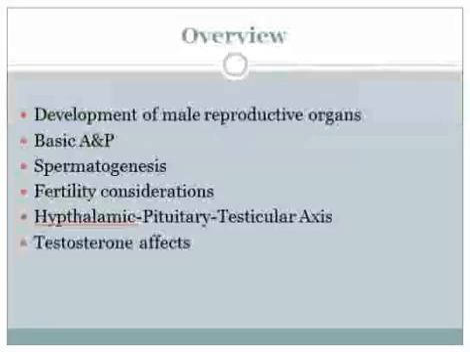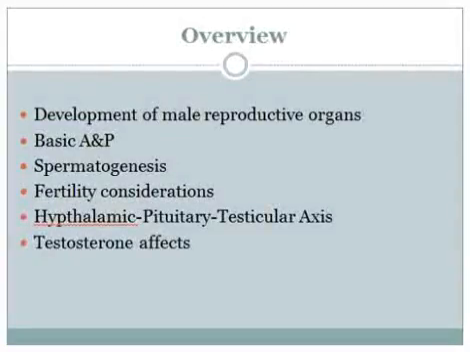Male reproduction. So as an overview, we're going to be looking at the development of male reproductive organs in utero, and then we'll get into the basics of anatomy and physiology of the male reproductive system, followed by spermatogenesis, or how sperm are made. And then we'll look into fertility considerations, which is one of the main ways that we can apply our understanding of the male reproductive system just in our everyday role as midwives. And then we'll get into all the hormonal side of things ever so briefly to finish up.